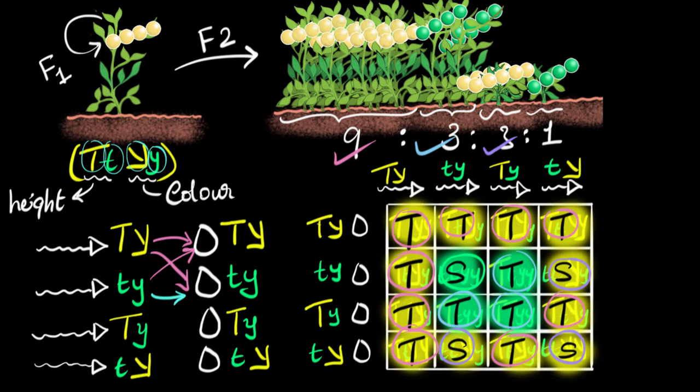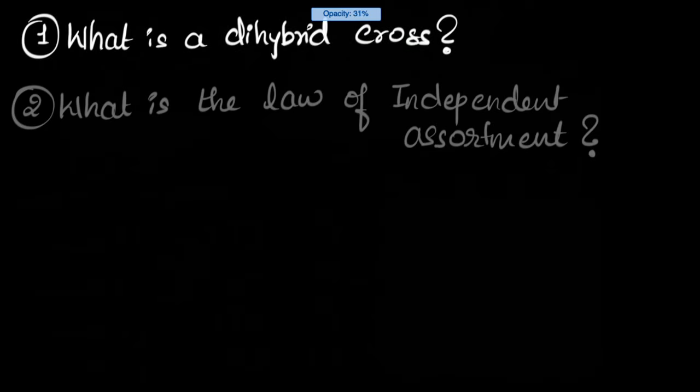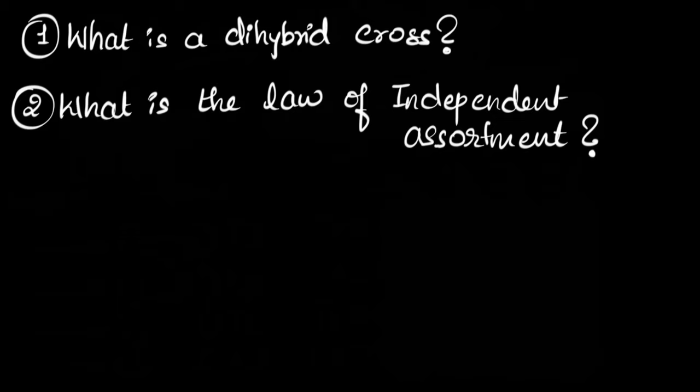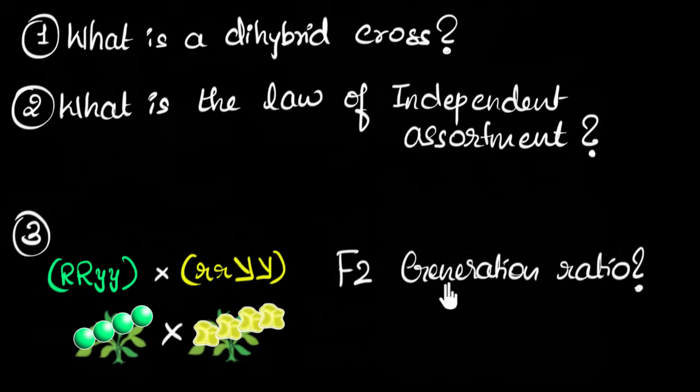Let's see if we can now recall what we learned in this video. Can you recall what a dihybrid cross is? What is the law of independent assortment? And finally, can you see if you can work out what will be the F2 generation offspring ratio if we cross two short plants, one which has round green seeds versus one which has wrinkled yellow seeds? So the two traits over here are the shape of the seeds and the color of the seeds. And by looking at the letters, you can kind of figure out which is dominant and recessive. If you have difficulties answering these questions, no worries, you can always go back and rewatch the video.